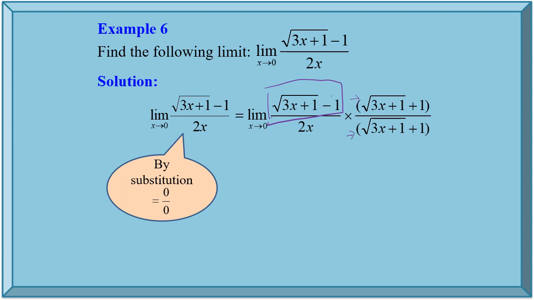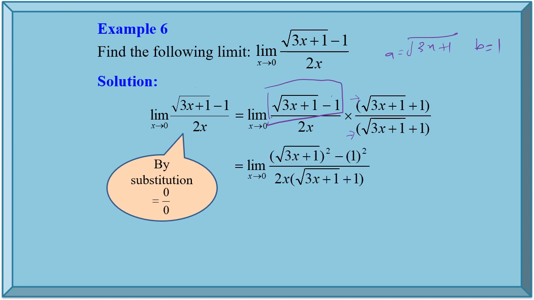But what do we need to expand? We need to expand the top one. Now we just have to apply a squared minus b squared. What is our a? a is equal to square root of 3x plus 1, and b is equal to 1. So square both these things. We get square root of 3x plus 1 squared, minus 1 squared. So at the top we have 3x plus 1 minus 1, and then plus 1 minus 1 is eliminated. And then we have 3x over 2x, so x can be cancelled out.